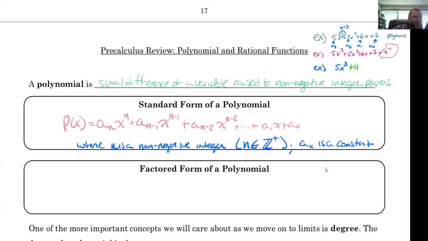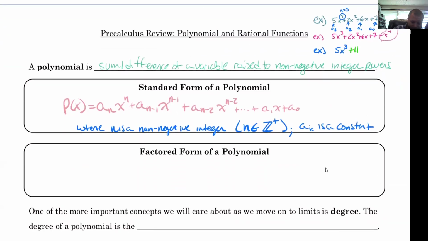So there's some special ones here. We'll see a little bit later, right? This a sub n, that's going to be important. This is called our leading coefficient. And this last term, all the way here at the end, right? This a sub 0, that's going to be our constant term. The coefficients are all constants, but the constant term is going to be the y-intercept.